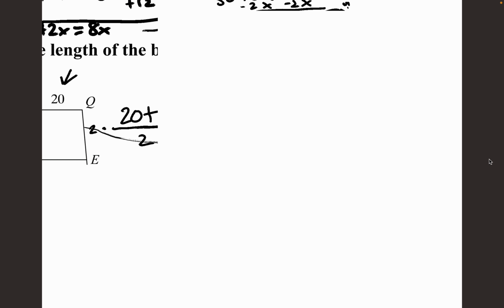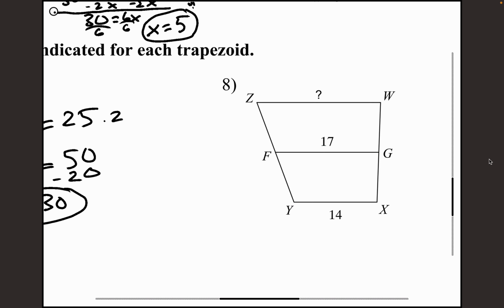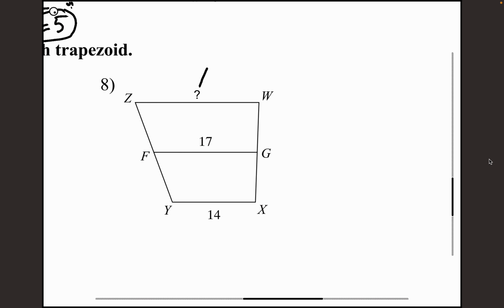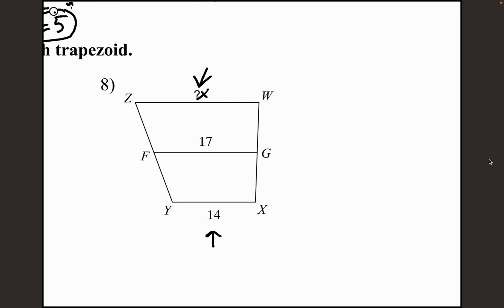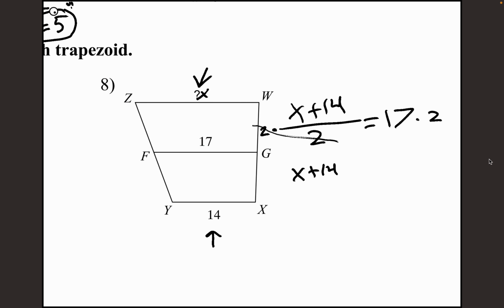Let's go ahead and do the same thing for number 8. I need to add my top and bottom together. Let's represent this by x. So I have x plus 14. Remember to divide it by 2, and that equals the median. I need to get rid of the 2 on the bottom, so I'm going to multiply both sides by 2. These 2's are going to cancel out, so I have x plus 14 equals 17 times 2. That's going to be 34.